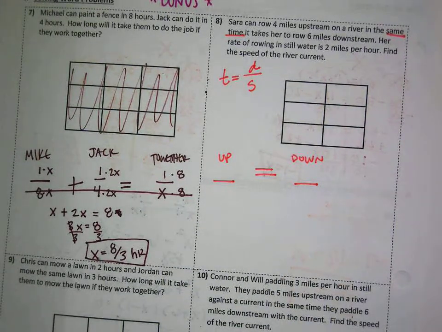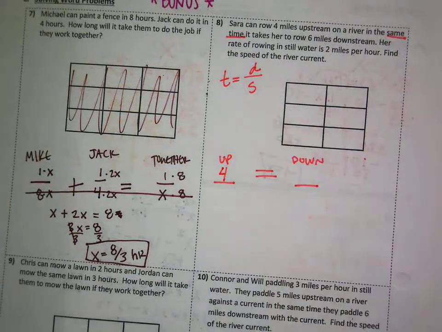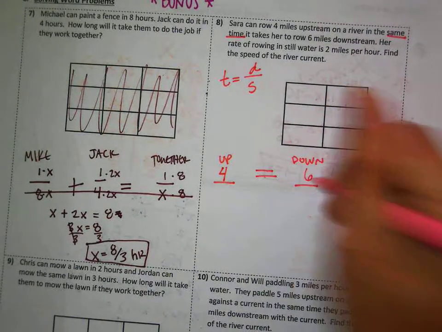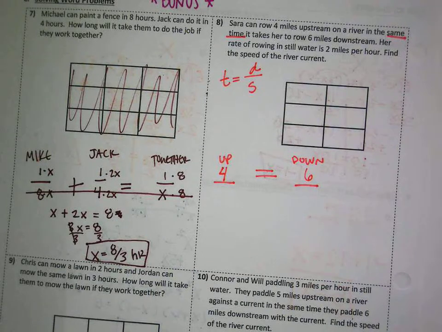So what is the distance of her going upstream? 4 miles. What is the distance of her going downstream? 6. So now I just need the speed. And I don't know if you remember when we did our problems with the boat and the current, right? It's going to have that kind of mindset.